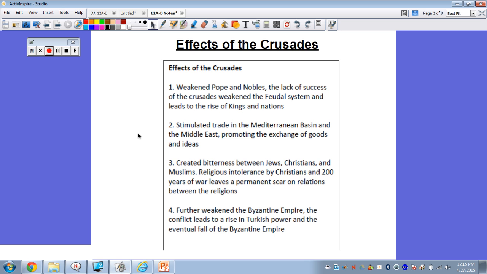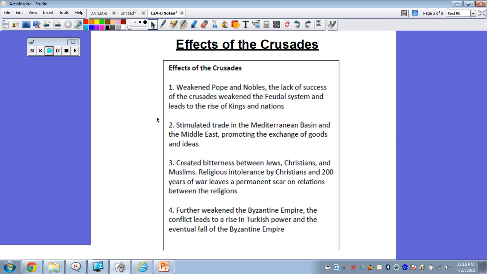The feudal system relies on the labor of these serfs. So without these serfs, the nobles are going to lose power, and they're going to have to start looking for other ways to make the system go. The Pope is also going to lose power because ultimately the Crusades are unsuccessful and will lead to his power hemorrhaging towards the rise of kings and nations.